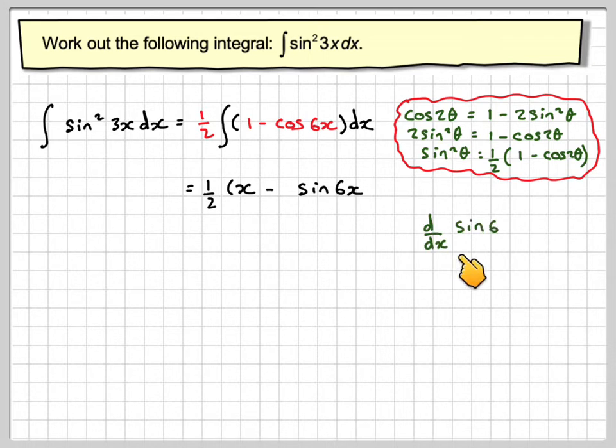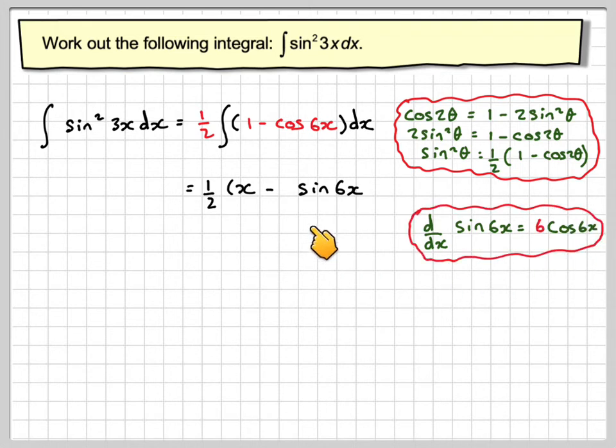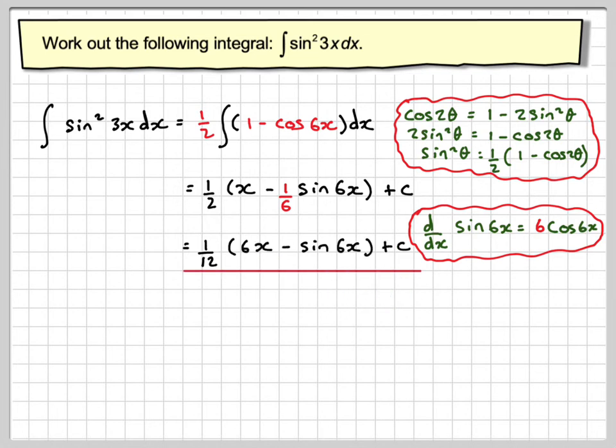Now, if we did d dx of sine 6x, we would get cos 6x, but we'll get an extra 6 in front. So to compensate for that, here we need to put in 1/6. Of course, we need to now add the c. And then finally, we'll take out 1/6 as a common factor to get 1/12, and this will now become 6x minus sine 6x plus c, which is the final answer.